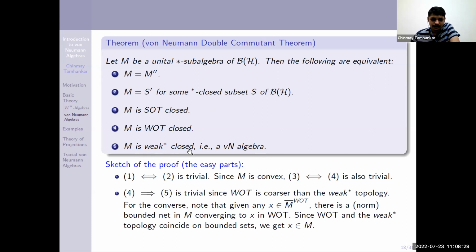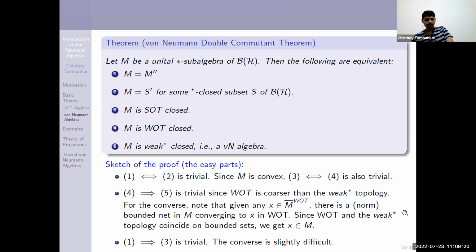And for the converse, we want to show that M is WOT closed. So we take any X in the WOT closure of M, and we get that there is a bounded net in M which converges to X in SOT by the Kaplansky density theorem, and the convergence will also happen in WOT because the WOT is coarser than the SOT. So we have a bounded net converging to X, and since on bounded subsets the WOT coincides with the weak star topology, we also get that this bounded net converges to X in the weak star topology. And since M is weak star closed, we get that X belongs to M, and hence M will also be WOT closed.